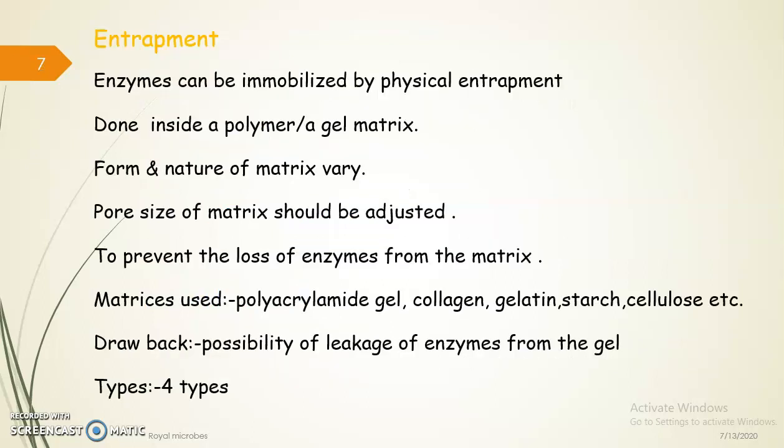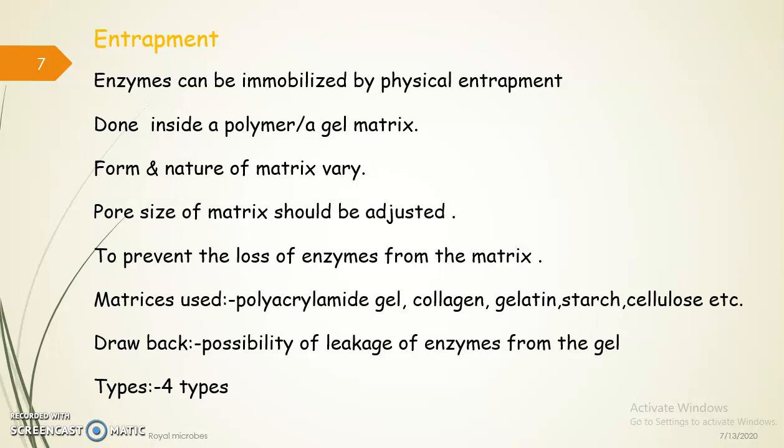Next, we can see entrapment. Enzymes can be immobilized by physical entrapment. It can be done inside a polymer or a gel matrix, and the nature and the form of the matrix vary. The pore size of the matrix should be adjusted so that we can protect the enzyme. Otherwise, loss of enzyme occurs from the matrix. So the pore size of the matrix is adjusted to prevent the loss of enzyme from the matrix.